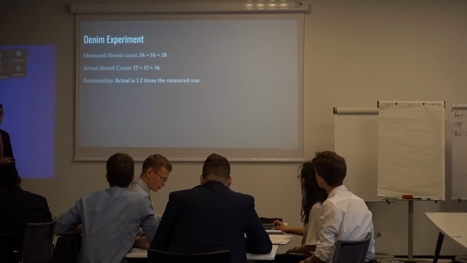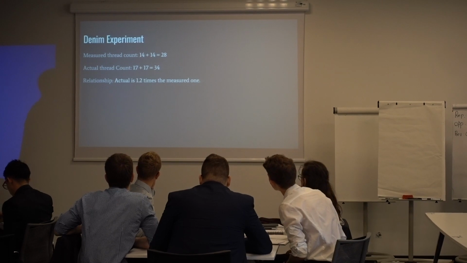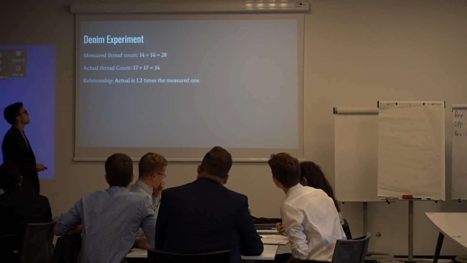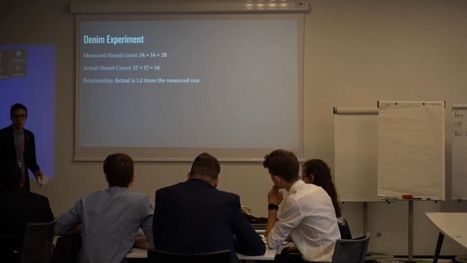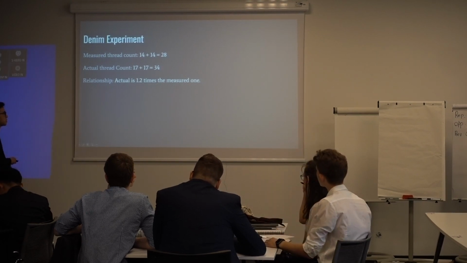Then we did an experiment on the denim fabric. Measured thread count was 23, the actual thread count was 34. The actual is 1.2 times the measured one. That was a strange observation.